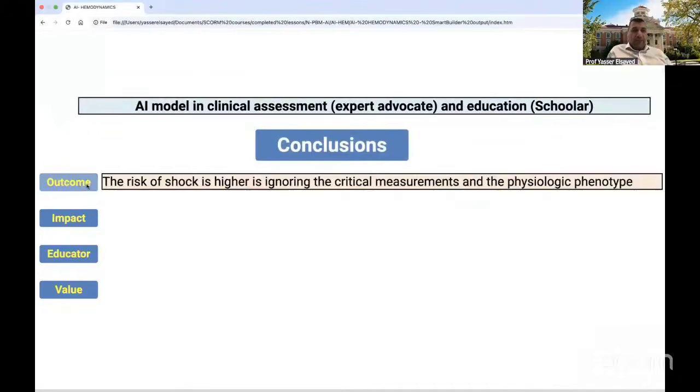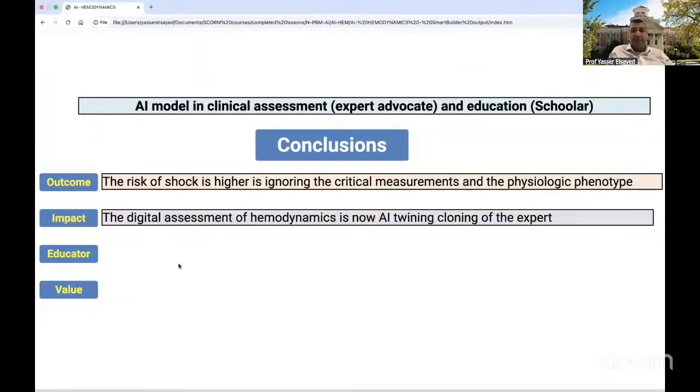So the conclusion of my presentation: I already presented that the risk of shock is higher if you are ignoring the critical measurements. To make it simple and easy, we'll reduce the measurements that you need to do to the minimum. And you can do it just by speaking to an app or just sharing a very simple table with the app, and the artificial intelligence will give you very detailed physiology. So you don't have to use your brain while you are tired and exhausted in the ICU. The AI will help you to make the decision in real time and very quickly.